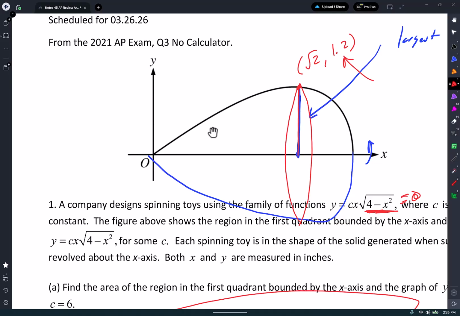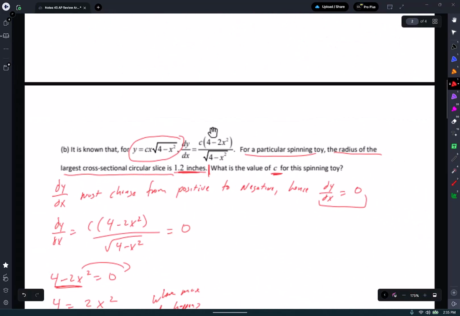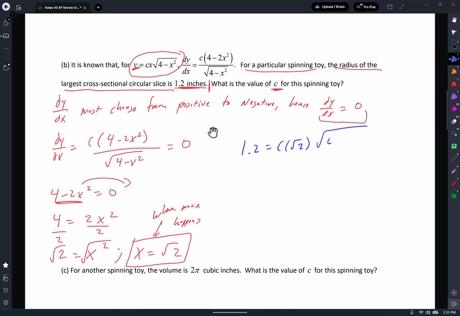Okay, so that 1.2 radius is the same thing as saying that the y value is 1.2. Are we okay so far? All right, since the y value is 1.2, I come over here and look, that says y there. So I'm going to go 1.2 equals c times the square root of 2, that's where my x value is, times square root of 4 minus square root of 2, squared.